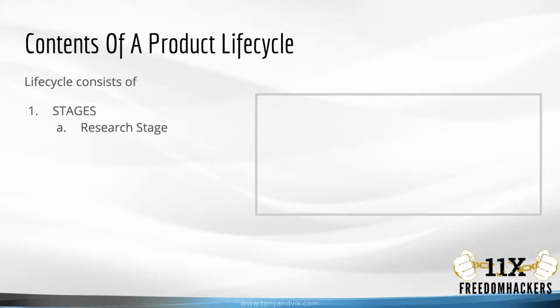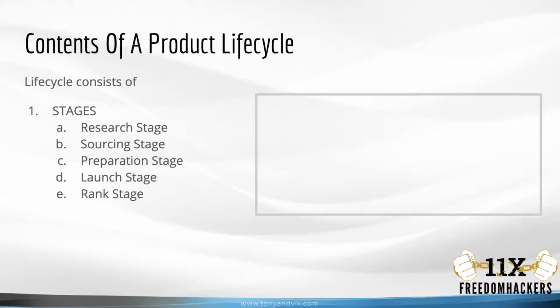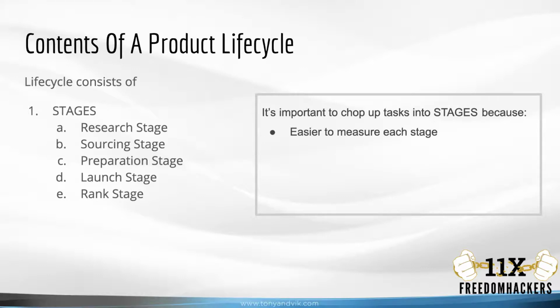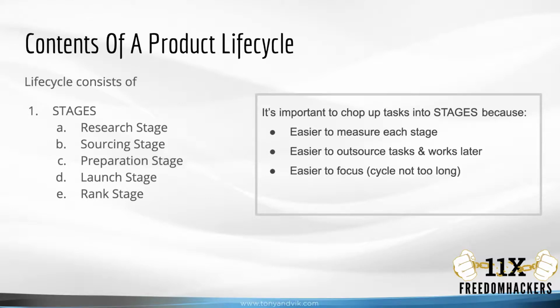The context of the product lifecycle is easy. We have stages, like for instance, on Amazon Business, we have research stage, sourcing stage, preparation stage, launch stage, rank stage. And it's important to chop up the tasks into stages because it's easier to measure each stage. Each stage has to go through in a specific time frame, and it's easier to outsource tasks and work later, and easier to focus. The cycle is not too long.